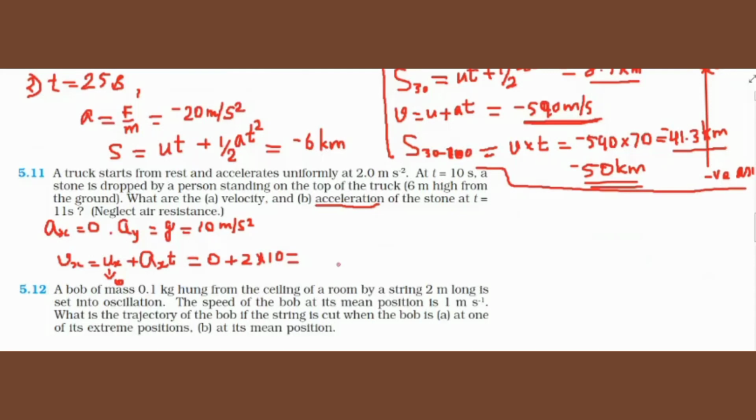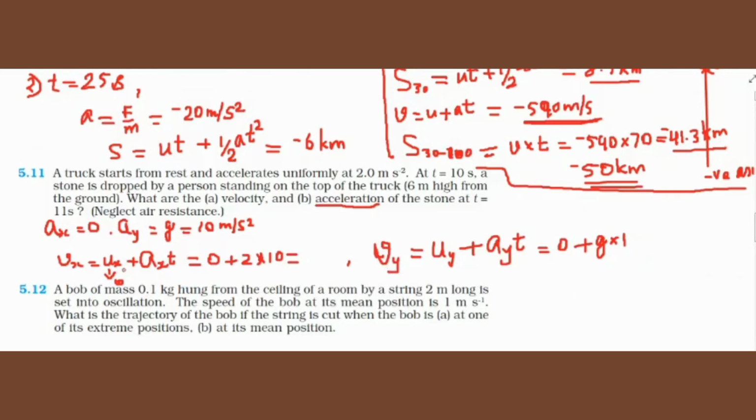Okay. Now come to the vertical velocity Vy. Vy is equal to Uy plus Ayt. Here also Uy is equal to 0 plus Ay. Ay means it is g. And time, for how much time is the stone traveling vertically downward? Till 10 seconds it was in the truck. It travels only 1 second vertically, only 1 second. So time 1 second you have to substitute there.